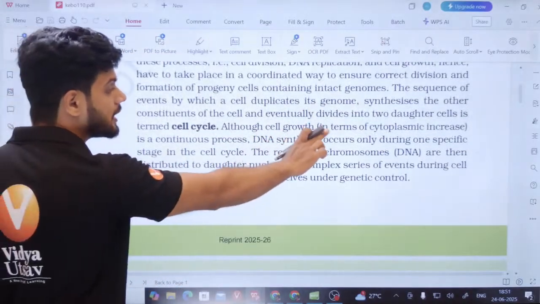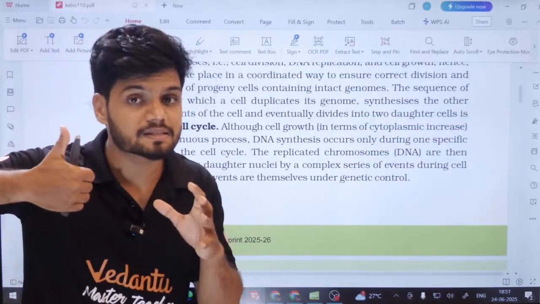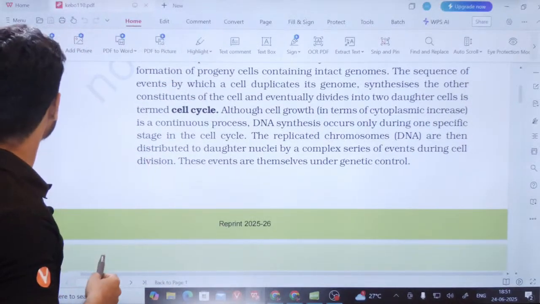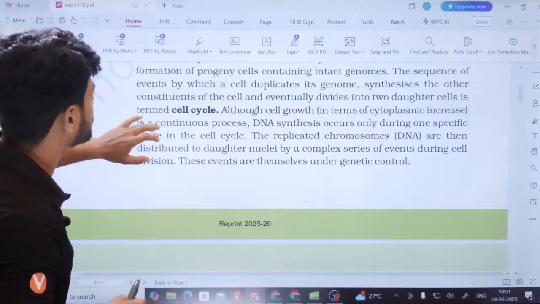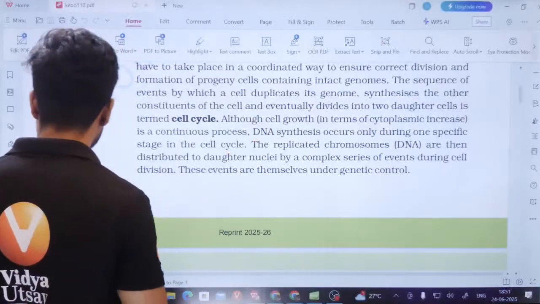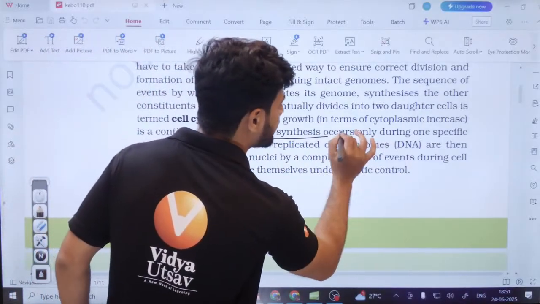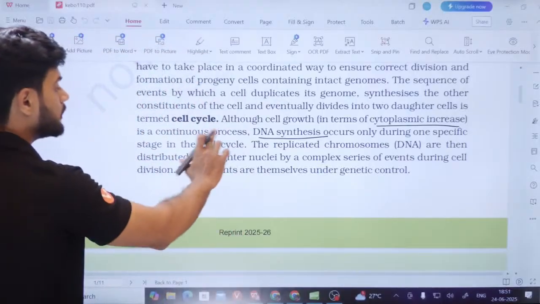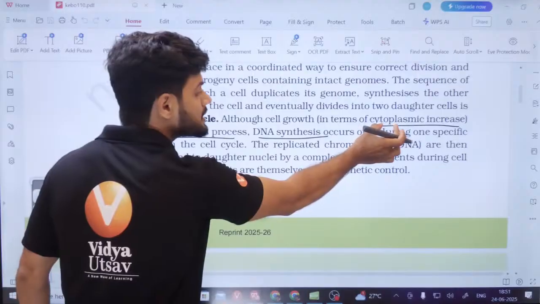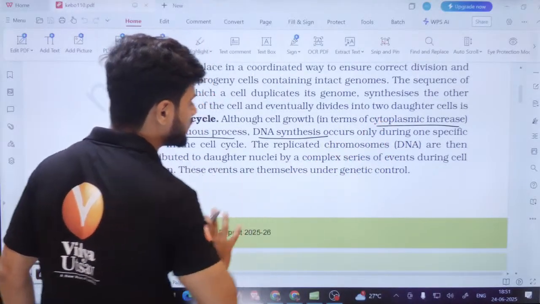Although cell growth, in terms of cytoplasmic increase, I told you, cell growth is increase in the cytoplasm. Once again, students, see here. Increase in the cytoplasm happens here. Now, it's a continuous process. I told you, in this entire G1, S, G2, the G1 and G2 happen here, cytoplasm increase.